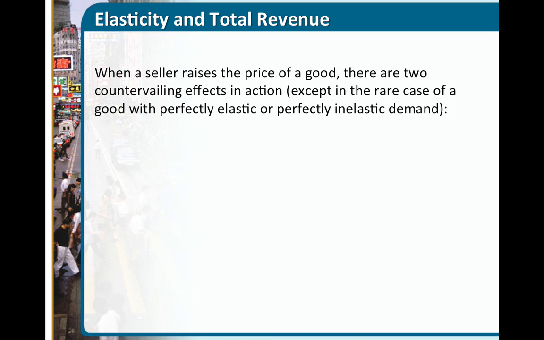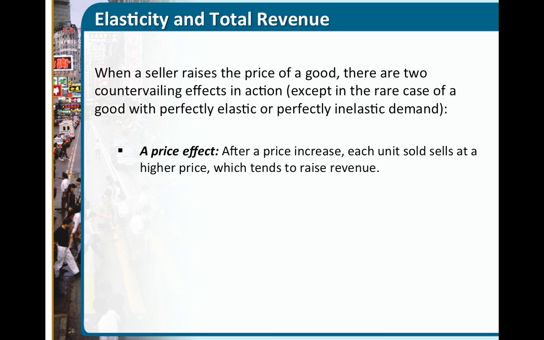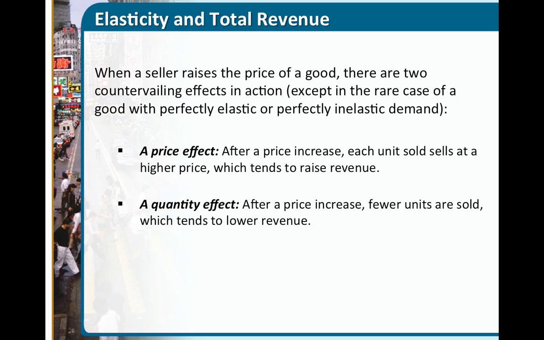So elasticity and total revenue here. If the seller raises the price of the good, there are two different effects that will happen, except in the rare case of a good with perfectly elastic or inelastic demand. There's the price effect and there's the quantity effect. The price effect says after a price increase, each unit sold will sell at a higher price. That makes sense, right? If you raise the price, each unit will sell a little higher, and that will raise revenue. But the quantity effect, of course, because of the law of demand, says that after the price increases, fewer units are sold, which tends to lower revenue.